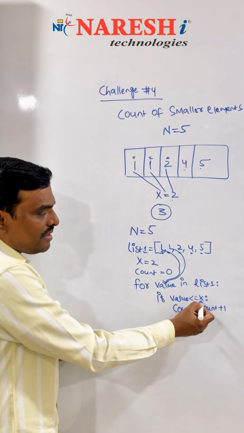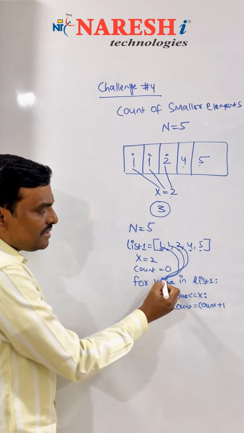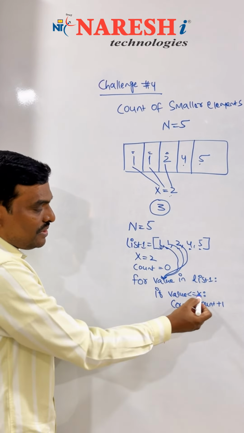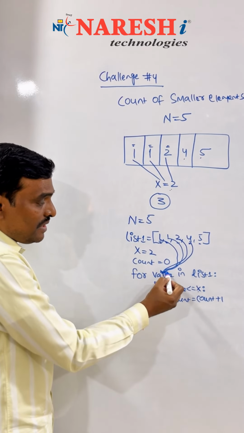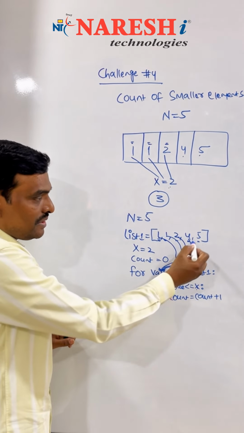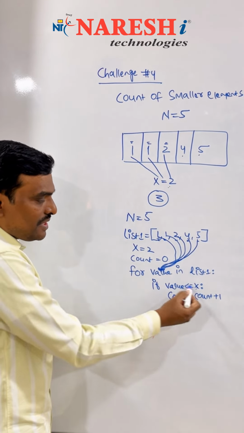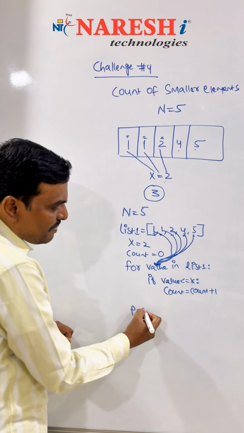Is 1 less than or equal to 2? Yes. Count is incremented. Again read the value 2. Is 2 less than or equal to 2? Count is incremented. Again read the value 4. But is 4 less than or equal to 2? No. Then 5. Is 5 less than or equal to 2? No. Then after this you are trying to print it.